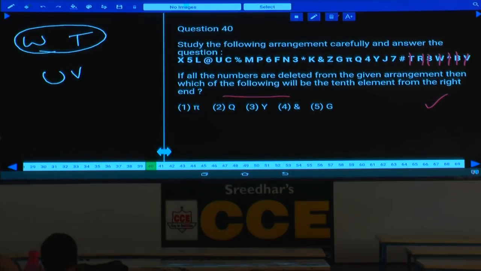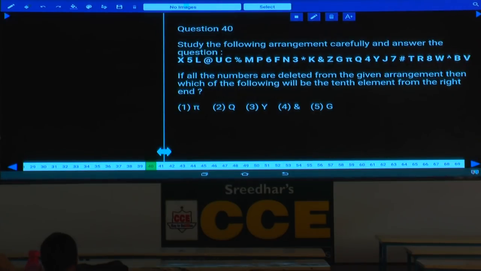Then question number 40. If all the numbers are deleted from the given arrangement, then which of the following will be the 10th element from the right hand? Count without the numbers. 10th one from the right: 1, 2, 3, 4, 5, 6, 7, 8, 9 and 10. What is the 10th element from the right hand here without the numbers? Q, that is given in choice 2.